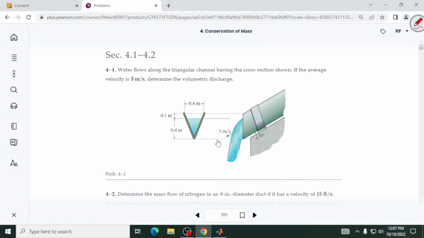So it says water is flowing through a triangular channel having the cross section shown. If the average velocity is 3 meters per second, what's the volumetric discharge? So what I'm looking for is the area here, which, oops, he's complicated things by doing things like this.